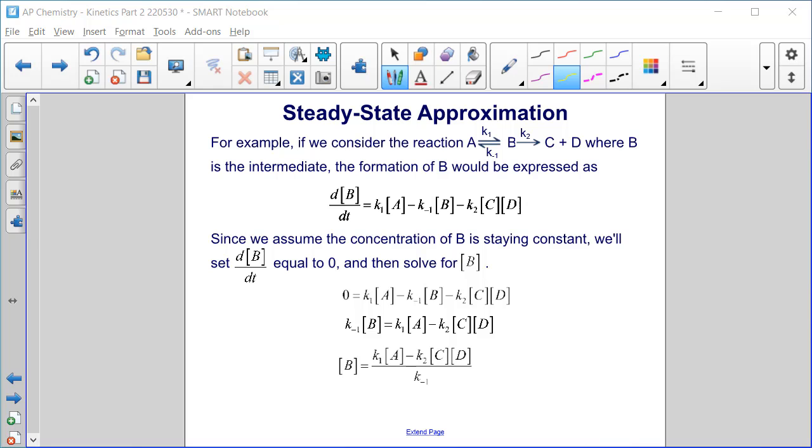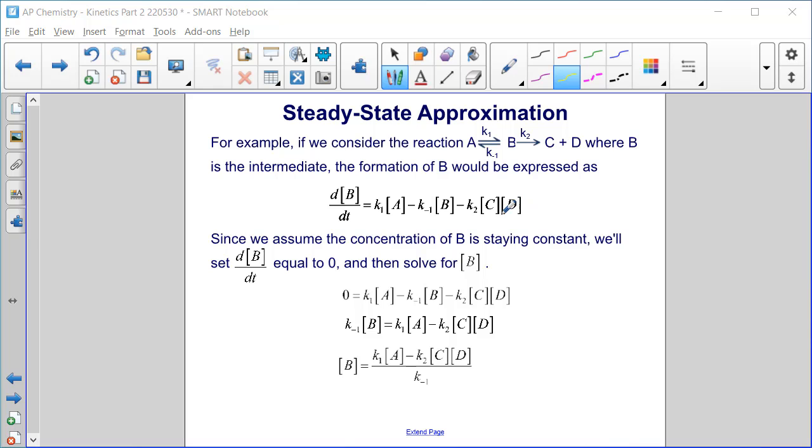For example, if we consider the reaction where A produces B, produces C and D, where B is the intermediate. I've just combined the two steps into one, but I could have A produces B in step 1, and then B produces C and D in step 2. The formation of B would be expressed as this derivative. Change in the concentration with respect to time would be k1 times concentration of A minus k minus 1 times concentration of B minus k2 times concentration of C and D.